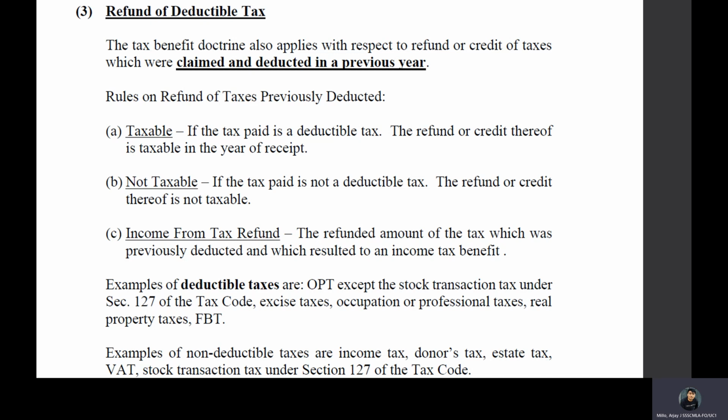Ito usually madalas namin tong chine-check in actual practice nung nag-work ako sa SGV. Madalas namin chine-check yung deductibility or yung propriety ng mga amount of taxes na kiniklaim nila for income tax purposes, kasi minsan may mga nahahalo silang mga non-deductible taxes. Like for example, yung mga VAT, minsan nakiklaim nila as deduction for income tax purposes, mga donor's tax na hindi naman dapat. Tapos for deductible taxes, chine-check namin na ini-insure namin if na-claim ba, like mga excise taxes or mga real property taxes. Also yung fringe benefit tax or yung FBT, deductible din siya for income tax purposes.